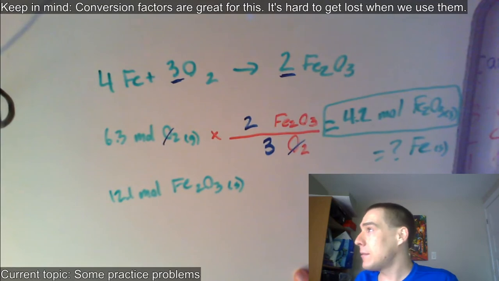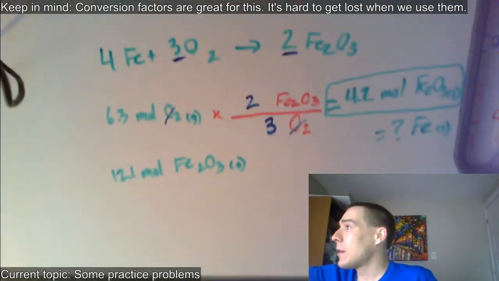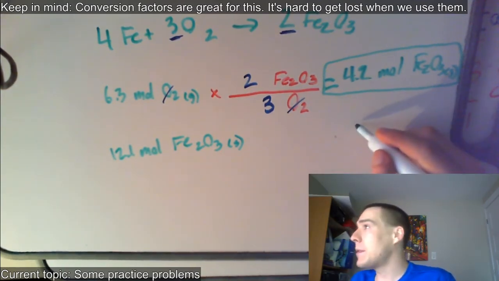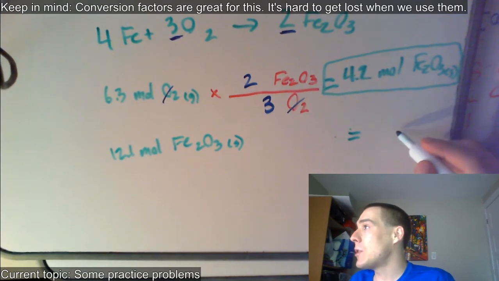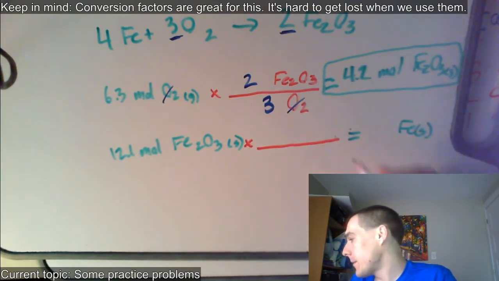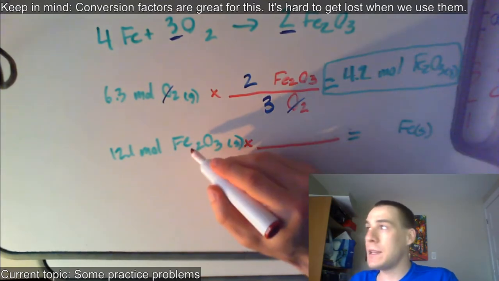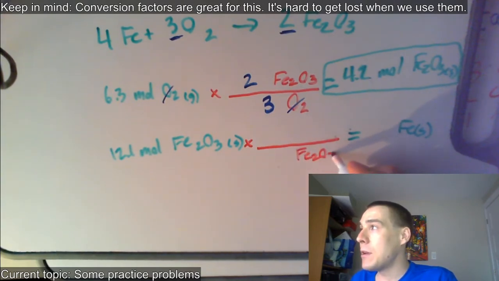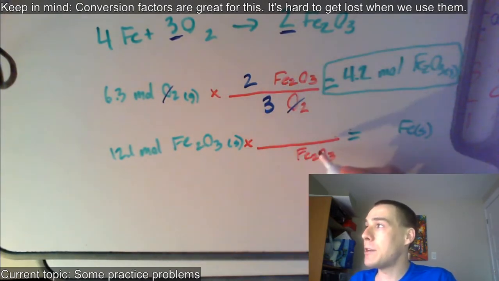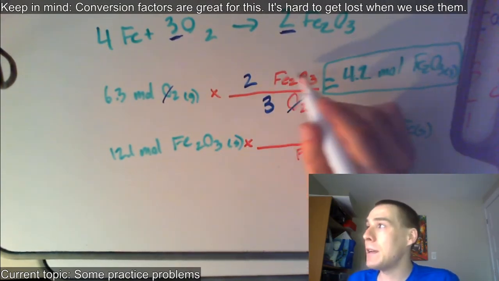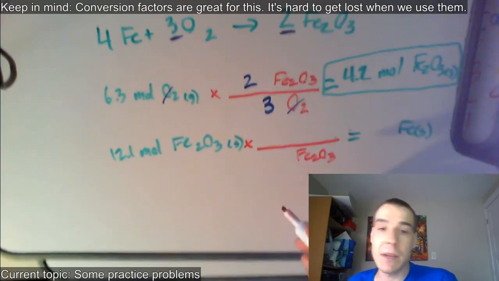Now the second one, a similar question. Here I have a certain amount of Fe2O3, and I want to figure out how much Fe, how much solid iron, I can make. But we're going to do the same thing. It's going to be a conversion factor. We're going to multiply by something. In this case, we want to cancel out our starter, our Fe2O3. So the Fe2O3 is actually going to be on the bottom now, because that's going to cancel top and bottom. And on the top is going to be what we're interested in, because that's going to be left behind once we do our calculation.